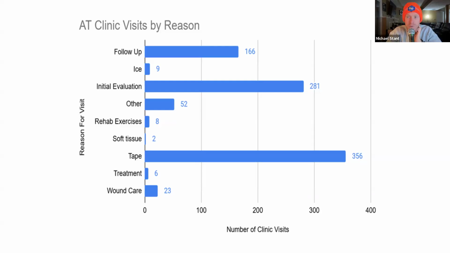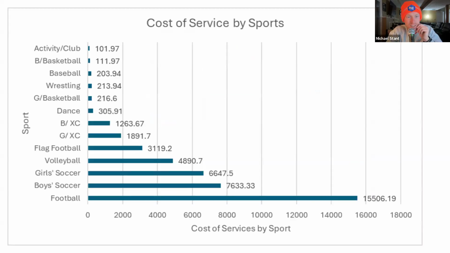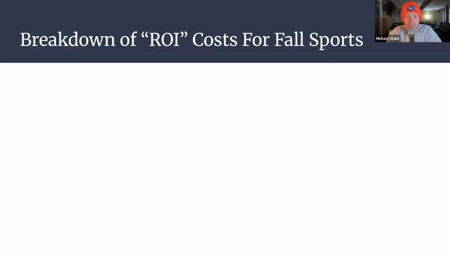The rehab exercises could be way more if you have more athletic trainers. I feel like if we had a second athletic trainer at Poly, these numbers could easily be way more. Cost of service by sport. So right, this is just showing that my fall sports during the fall cost the most money, and football really utilized my services more than anyone else, which makes sense.